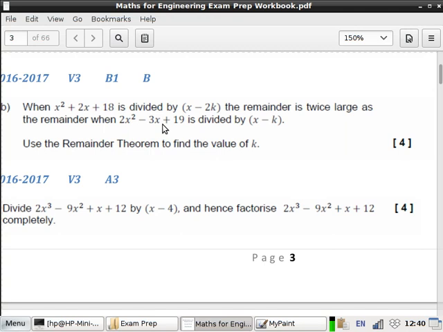Give it a try. It is a little hard, but try your best and I'll give you the answer then. Can you see it okay here? So the first one is bigger than next. Well, this is a good question. What way around is it? The remainder is twice as large as the remainder of the second one. So, Dennis, I would say remainder 1 equals 2 times remainder 2.